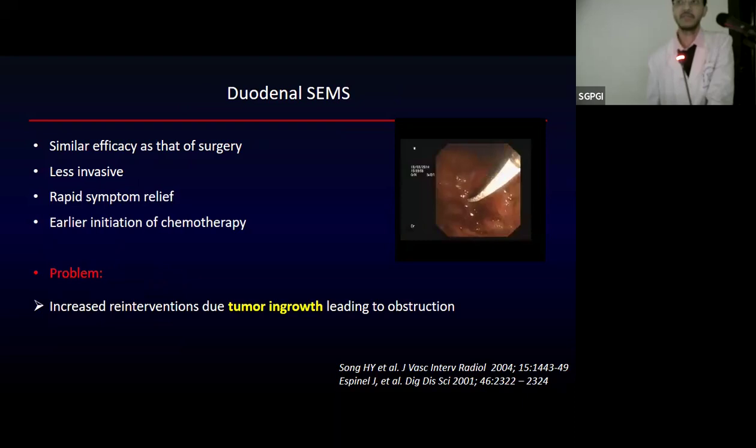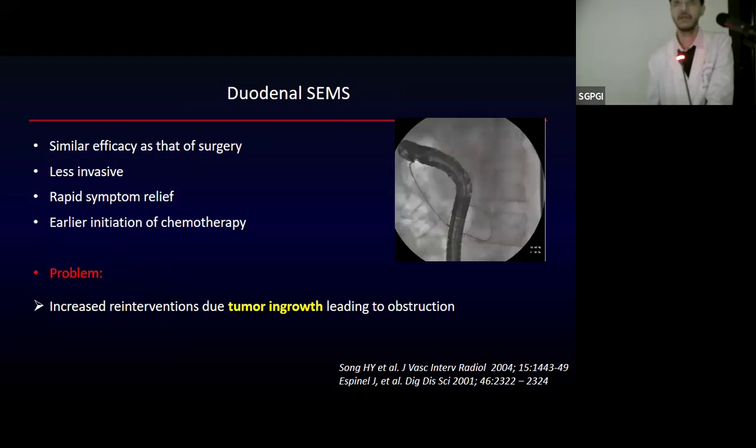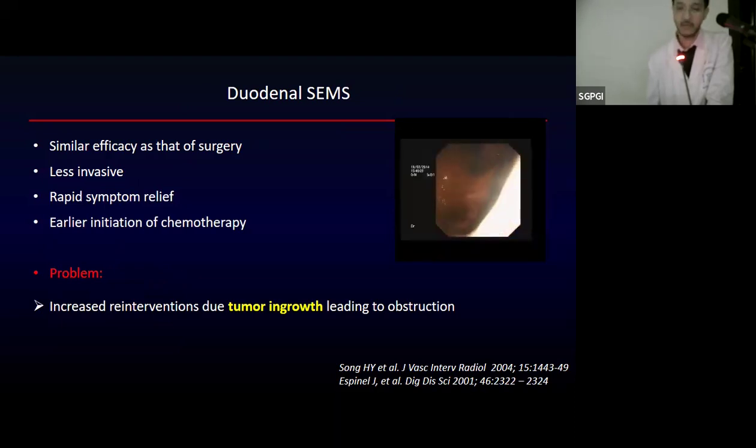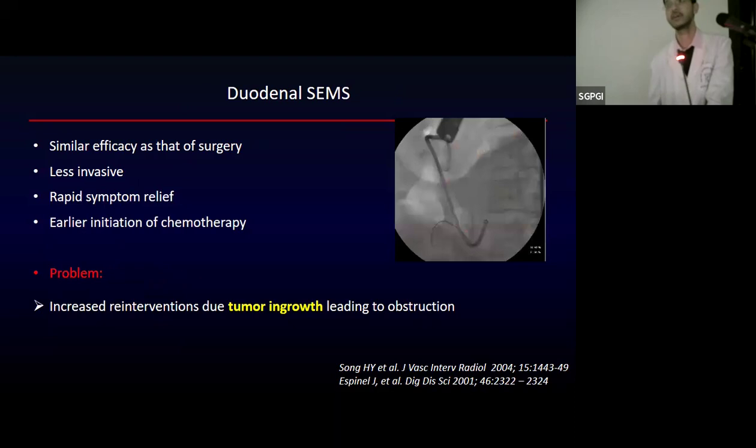Another modality is placement of duodenal SEMS, which has similar efficacy to that of surgery, is less invasive, and helps in providing rapid symptom relief and earlier initiation of chemotherapy. The main problem here is the increased need of reintervention due to the tumor ingrowth that occurs through this uncovered SEMS.